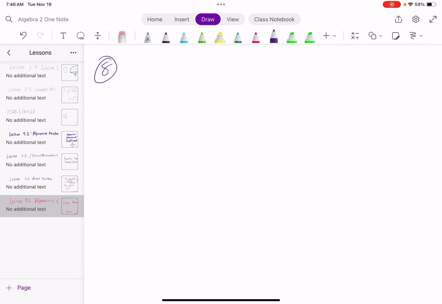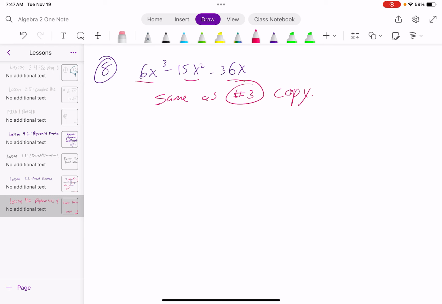For number 8, it says to factor into linear factors. We have 6x cubed minus 15x squared minus 36x. Here you could just see what they all have in common. This is the same problem. This is number 8, same as number 3. This is a copy, so we're good.